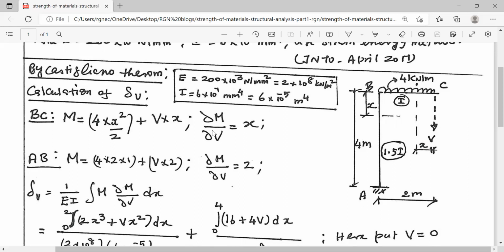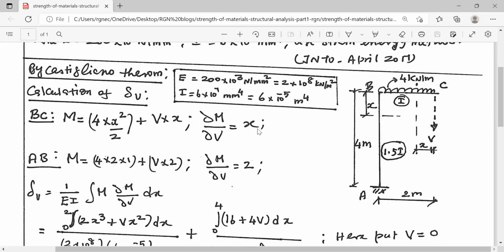Then dM by dV is equal to, you have x. Because the first term doesn't contain any V, its derivative is equal to 0. The second term contains V. So dM by dV is equal to x.